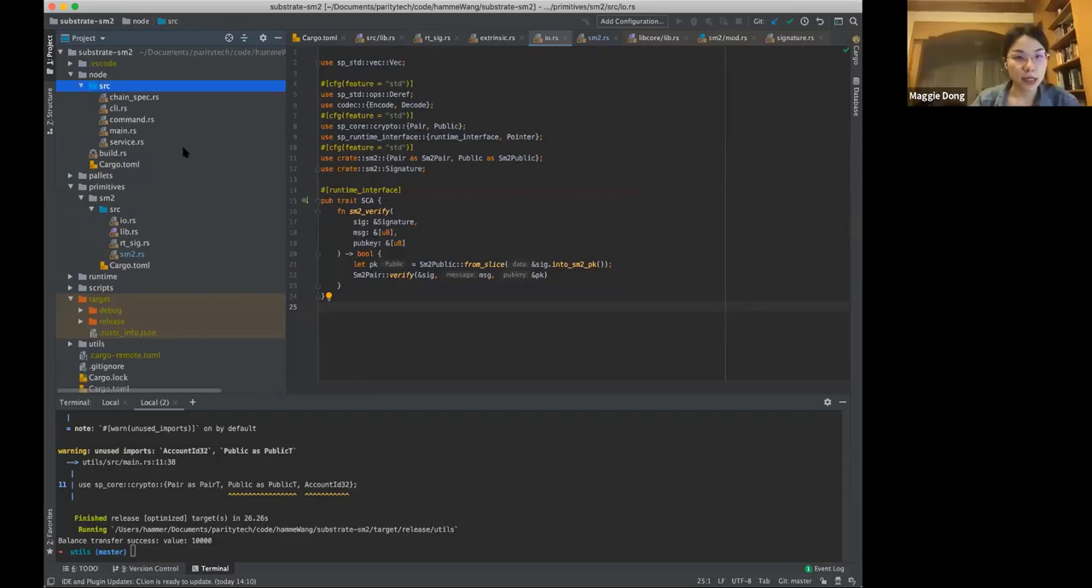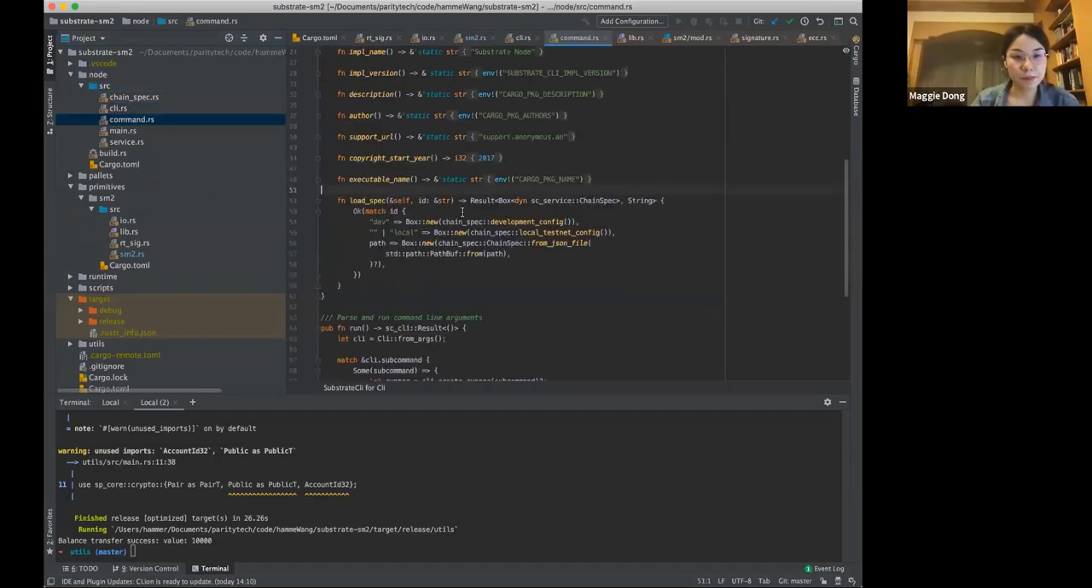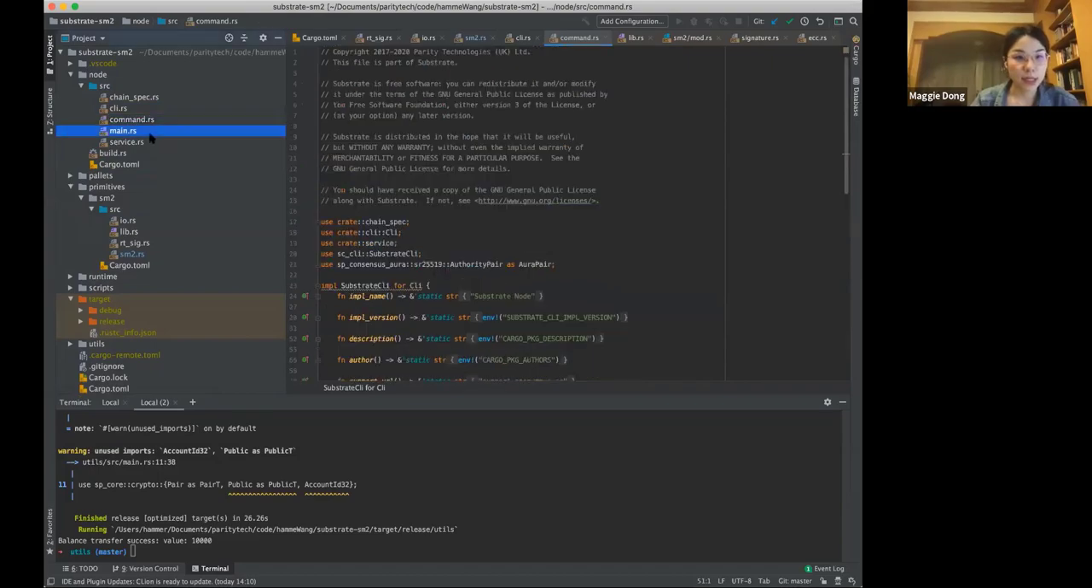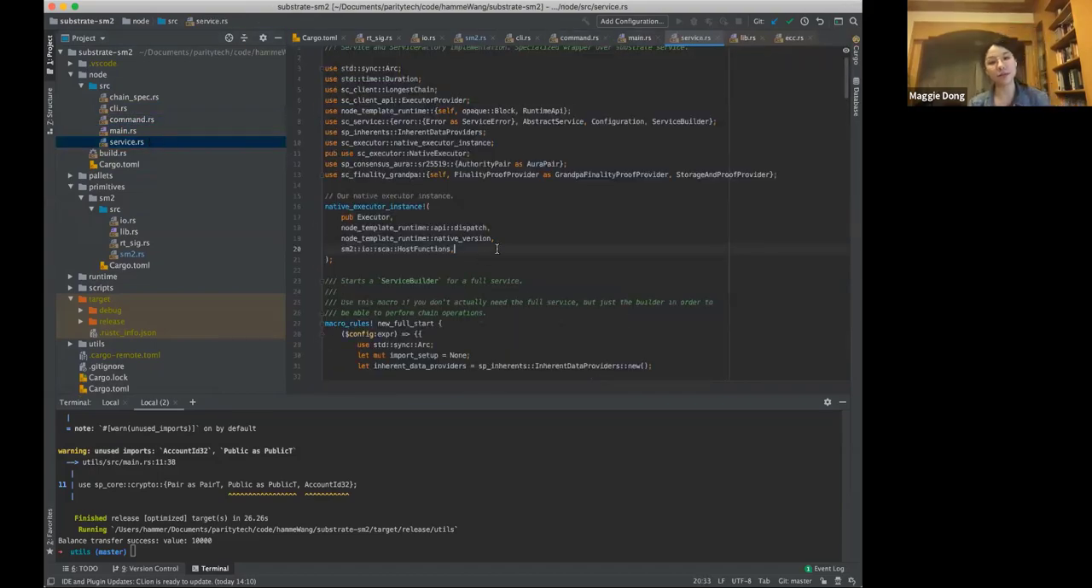Okay. And I believe here is, let me see. Here is the thing we need to add, because here is our native executor instance, a macro, and if you look at the code in the node template, this will be omitted. So if you implement your own runtime interface function or trait, please remember to add your custom runtime interface here.